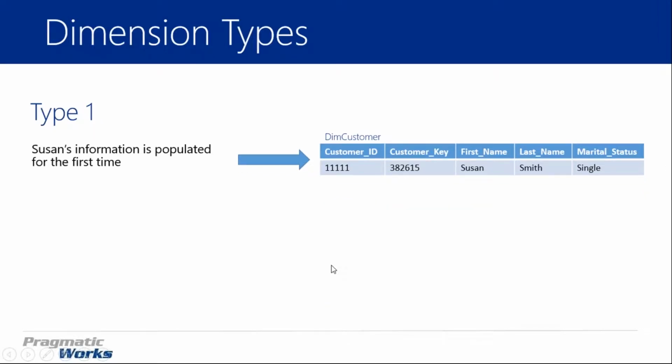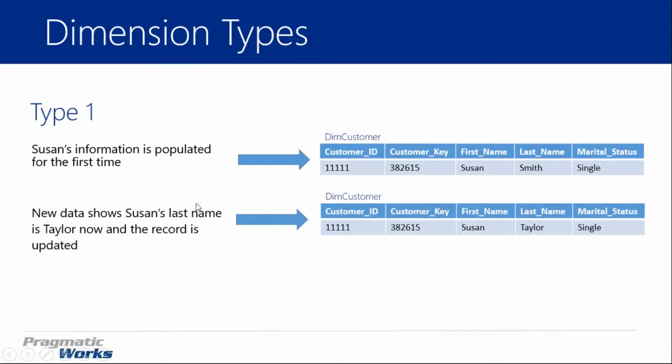A type 1, remember, is where we don't keep history. We change the attributes, but we don't keep any history at all. So once again, Susan calls our call center, and she changes her last name to Taylor. When we run our ETL process that night that reads from the transactional system, it picks up that she changed her name. It compares it with the dimension and says, okay, we noticed that there's a change. What do you want me to do with it? And then we change the existing record the way it is.